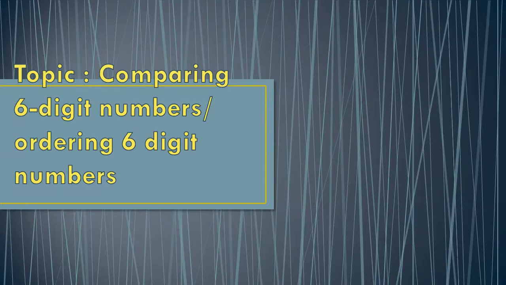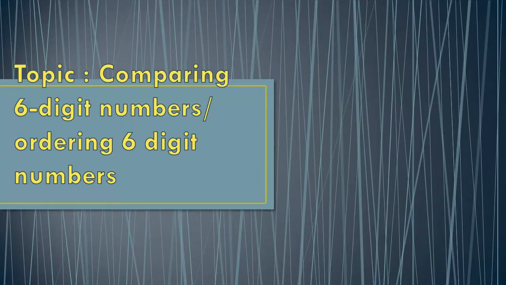Well, comparing two numbers means to identify the difference between the two numbers and to decide if one number is smaller than, greater than, or equal to the other number. Use symbols greater than, smaller than, or equal to for comparing the numbers. And let me tell you about ordering 6-digit numbers.